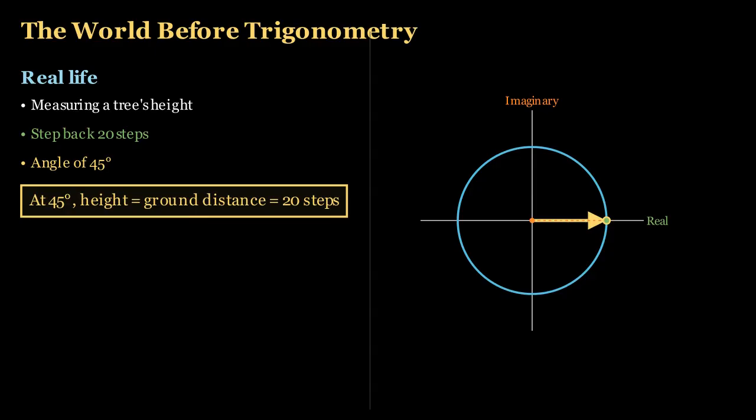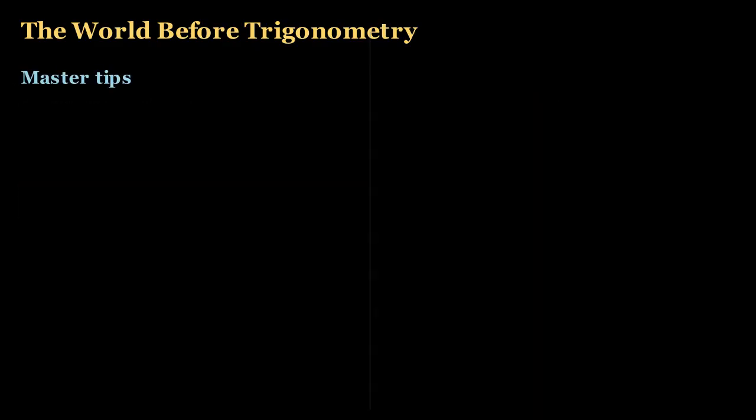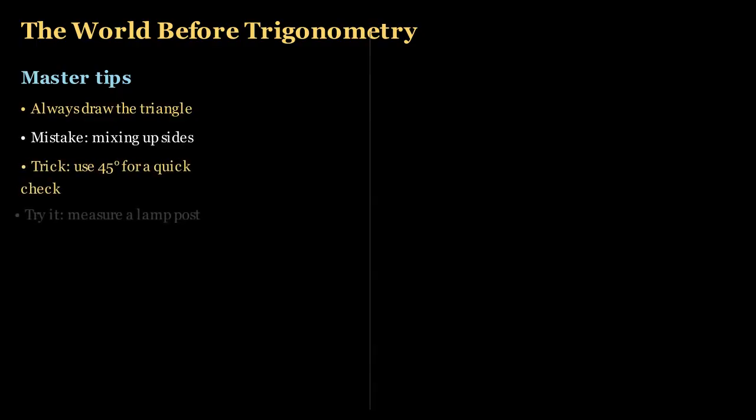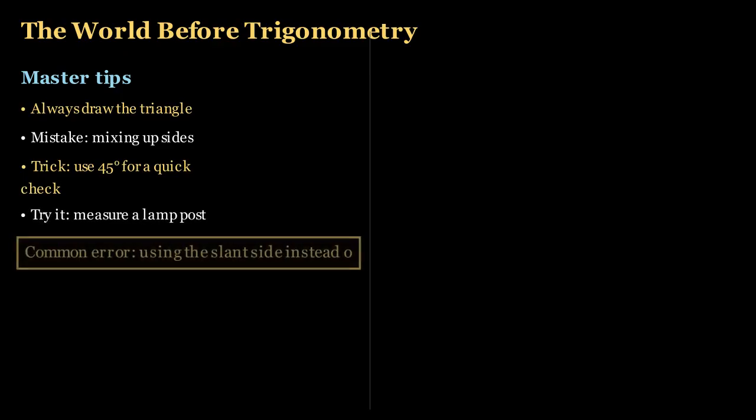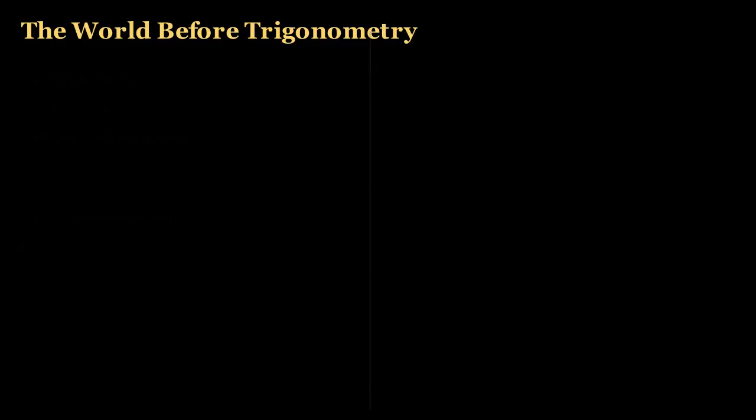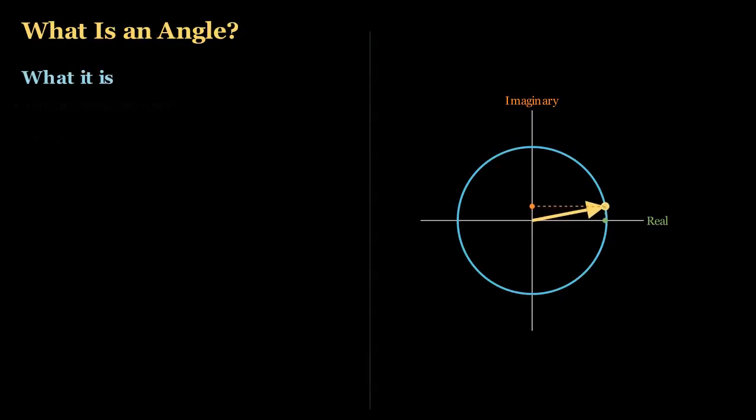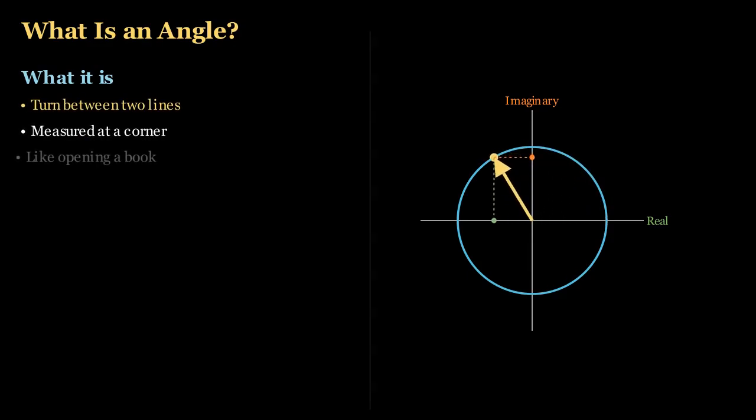So always sketch the triangle first, and label what you know. The most common mistake is swapping the height and the ground side. A quick trick: if you can step back until the angle looks like 45 degrees, the height equals your distance. Today, try measuring. An angle is simply the amount of turn between two straight lines that meet at a point.